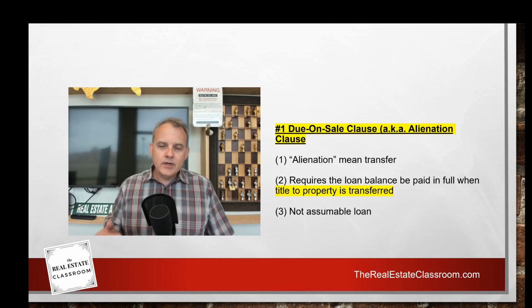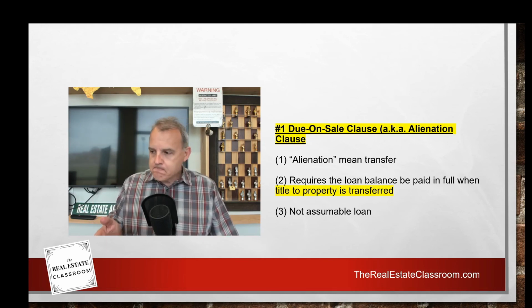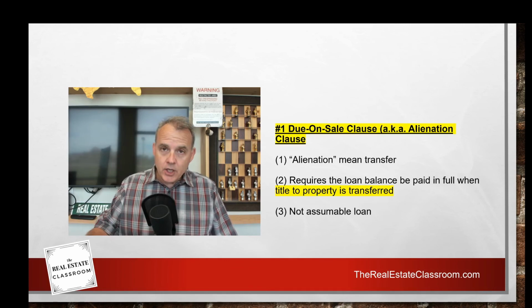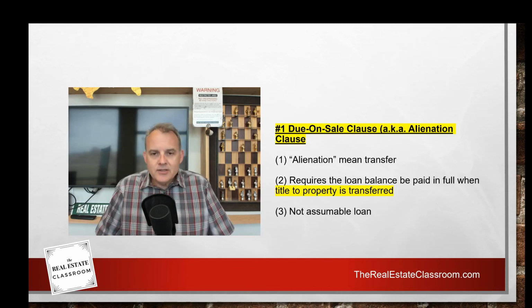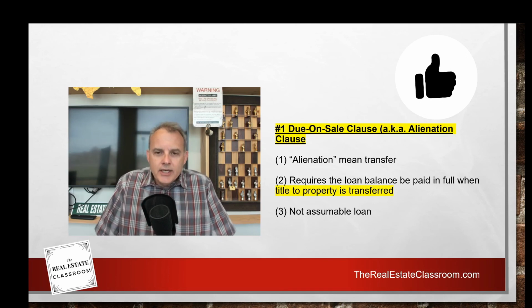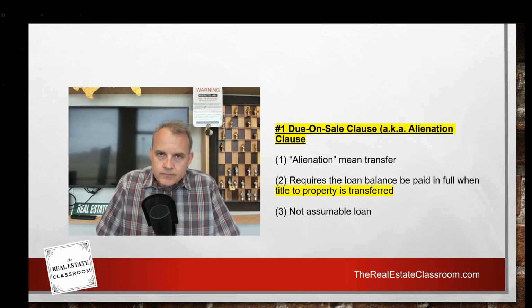All right. So the key here is it protects the lender from the seller selling the property and transferring title and not paying off the loan. The other thing is typically when loans include any kind of due on sale clause, they are not assumable loans.